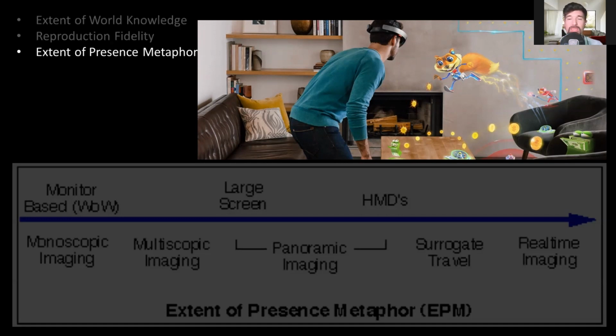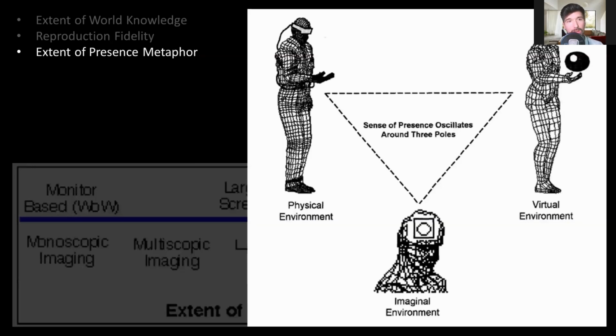But if this person is seeing real images for both of his eyes, we are getting a virtual image in our head, and we are feeling like we are more present in that space. So with these three things, the extent of world knowledge, the reproduction fidelity, and the extent of presence metaphor, we can take a look at the sense of presence, which oscillates around these three poles. So we have the physical environment where we are, but we are carrying a head-mounted display which is showing us images.